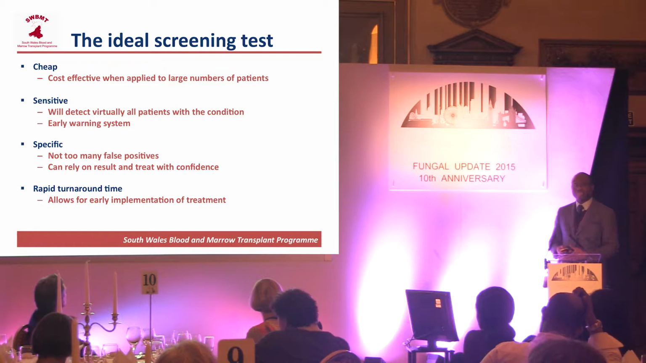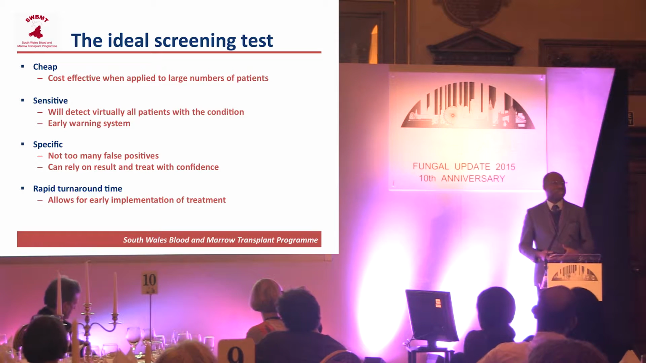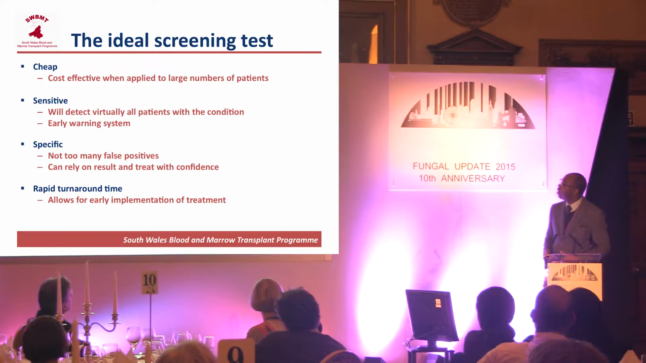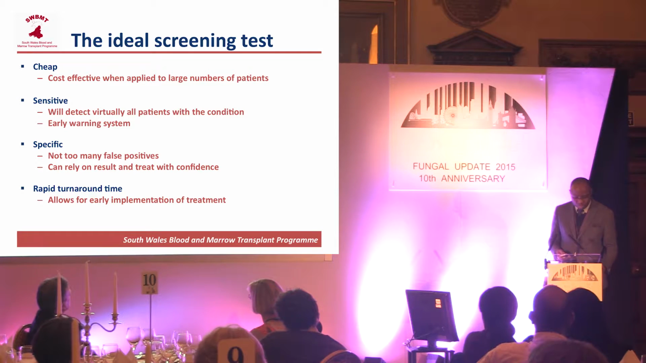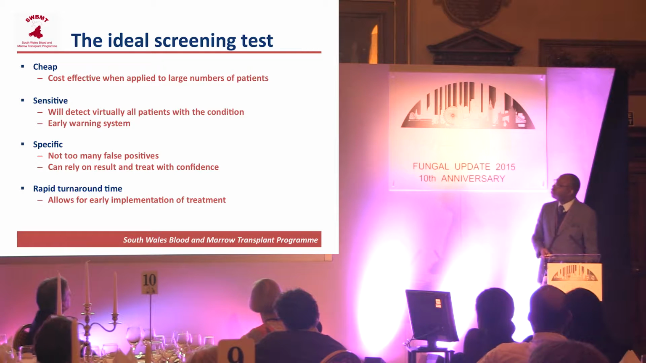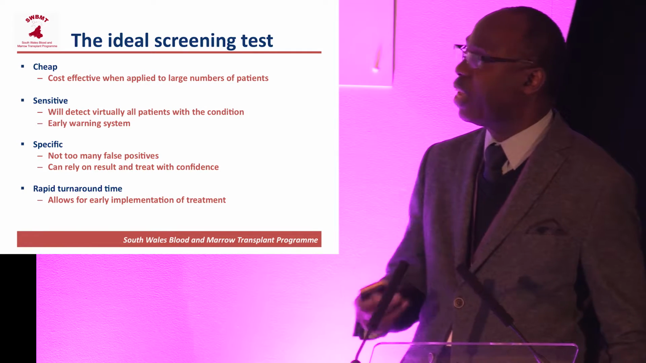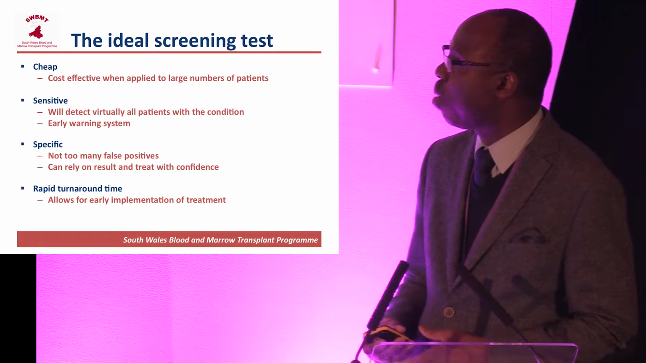It clearly needs to be sensitive, because if it's screening, it should identify virtually everybody with the condition, and therefore can fulfill its criterion as an early warning system. However, sensitivity should not be at the expense of specificity, because we don't want too many false positives necessitating further confirmatory tests, because then that would defeat the cost option.